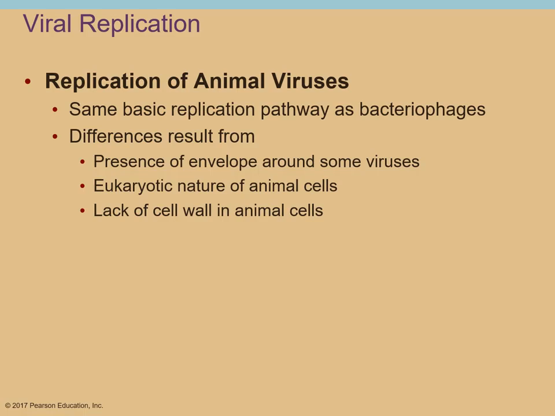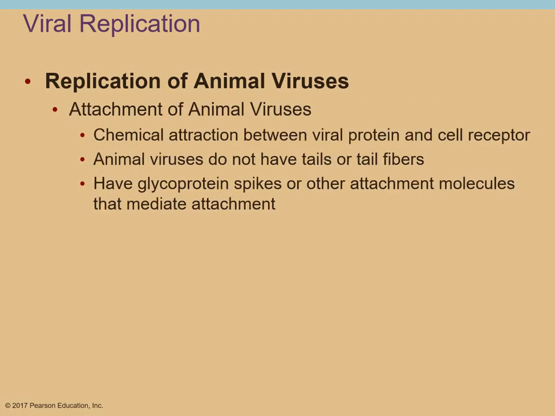So animal viruses are going to replicate in a very similar fashion. There are a few differences because they do have oftentimes an envelope around some of them. Attachment of the animal viruses, like I said, there has to be a receptor on the host cell, and there is an attraction between the viral protein and this receptor. There are oftentimes those spikes, if you remember, that are on an envelope. The spikes, if they are present, they also help to attach the virus to the host cell.